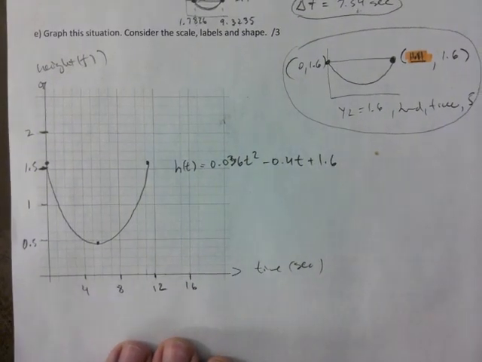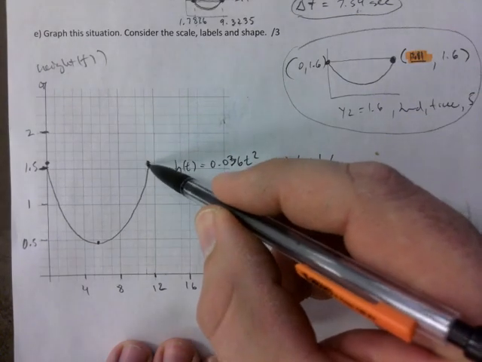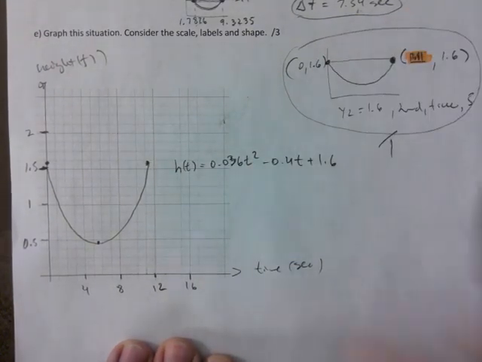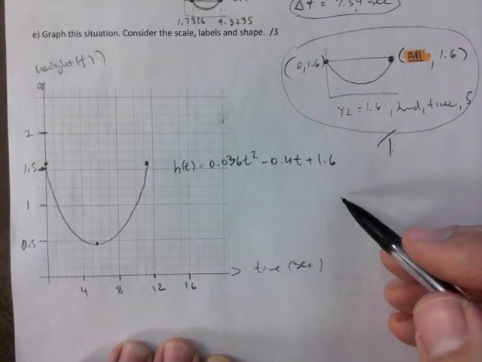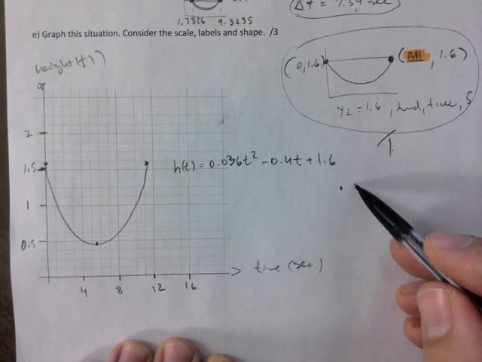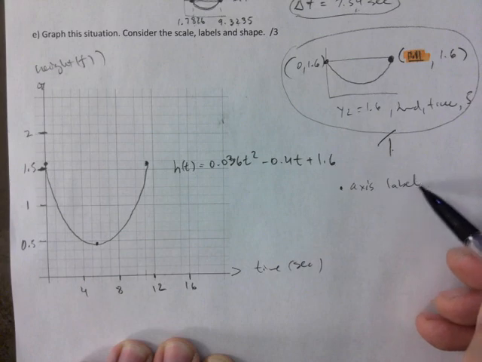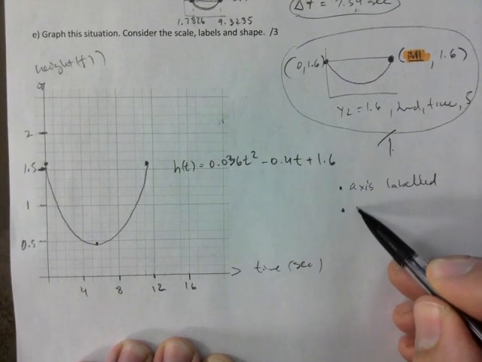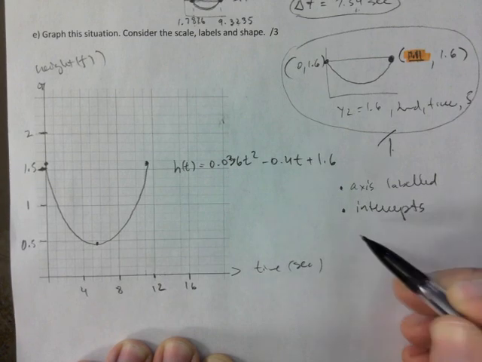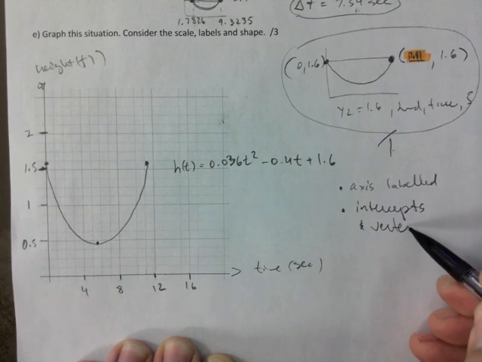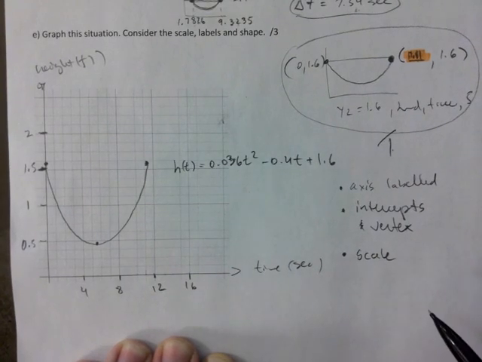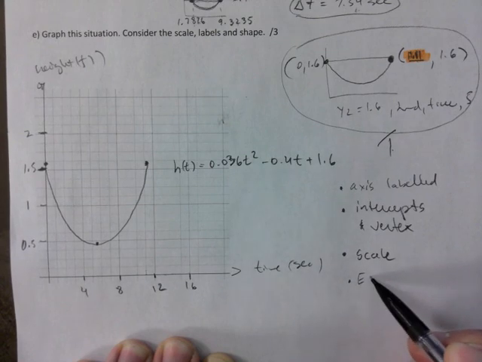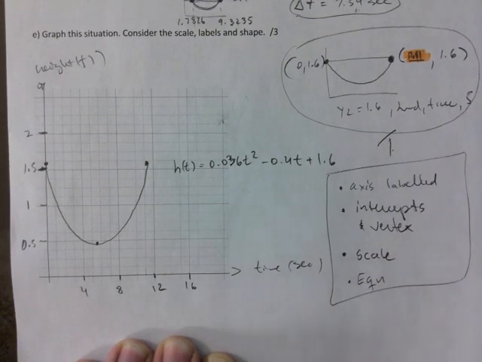So how would I mark this? Well, the fact that you found this point here, I would make that worth a whole mark. And then everything else is 2. So I would go with axes labeled, intercepts and vertex, I need an appropriate scale, and equation. Okay, those are the things I'd be looking for. So I'd kind of give each half a mark.